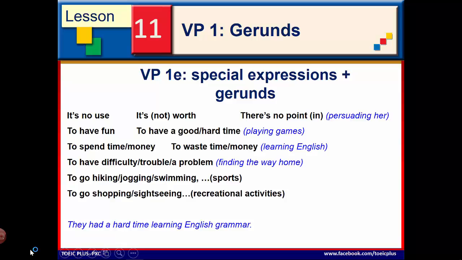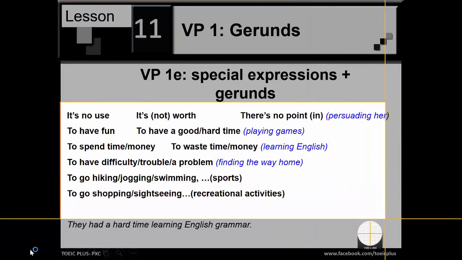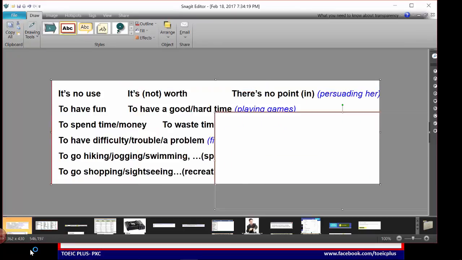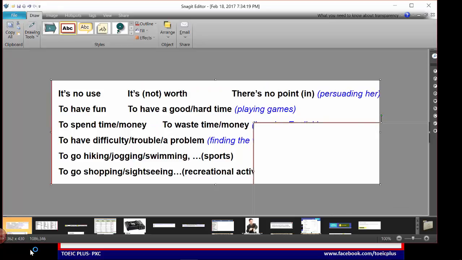Number one, it's no use, it's not worth, there's no point. Number two, to have fun, to have a good time or a hard time. And number three, to spend time or money, to waste time or money. Number four, to have difficulty, trouble or a problem. The next, to go hiking, jogging, swimming.